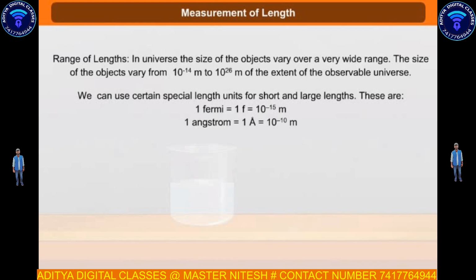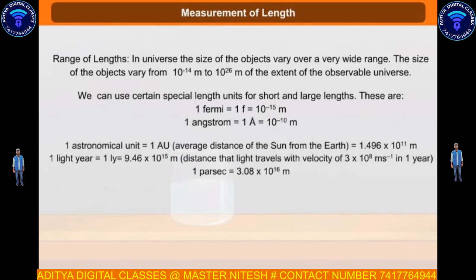These are: 1 Fermi, equal to 1 F, equals 10 raised to the power of minus 10 meters. 1 astronomical unit, the average distance of the Sun from the Earth, equals 1.496 times 10 raised to the power of 11 meters. 1 light year equals 9.46 times 10 raised to the power of 15 meters, the distance that light travels with a velocity of 3 times 10 raised to the power of 8 meters per second in 1 year. 1 parsec equals 3.08 times 10 raised to the power of 16 meters.